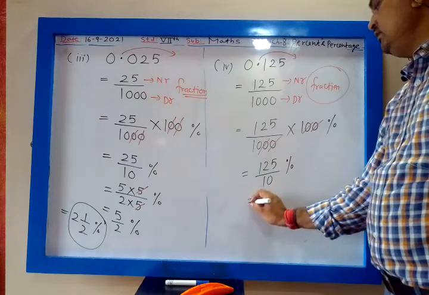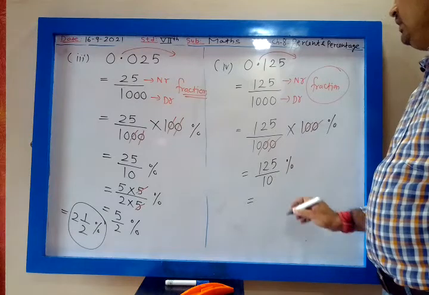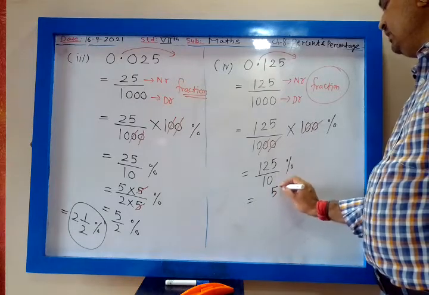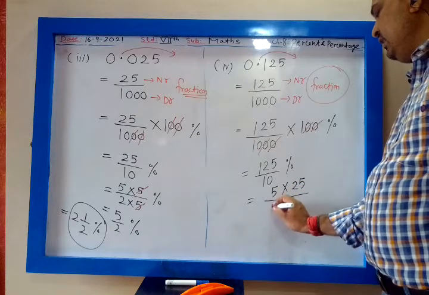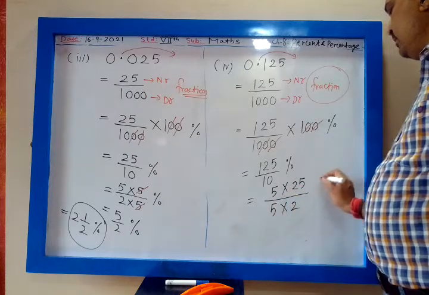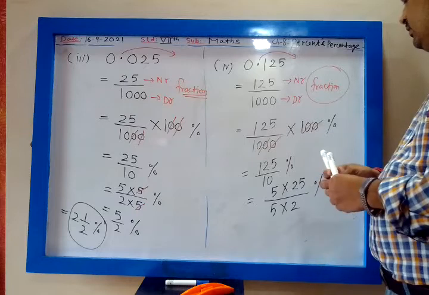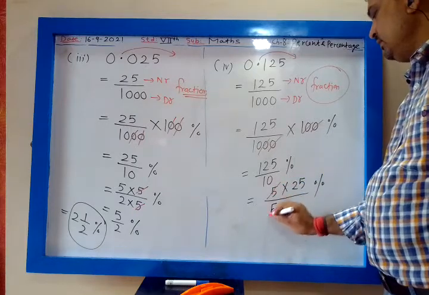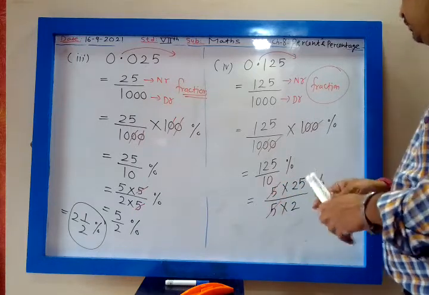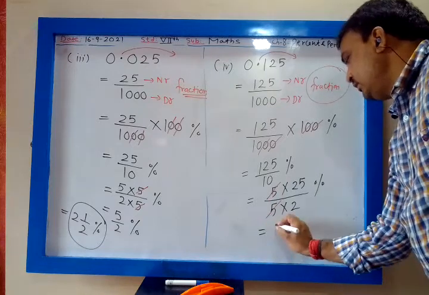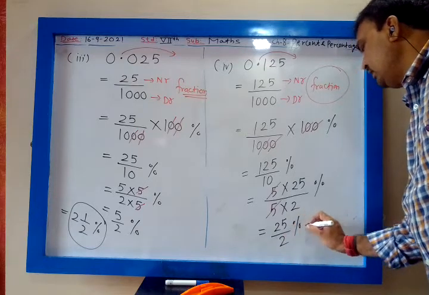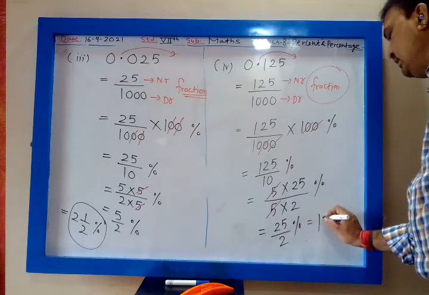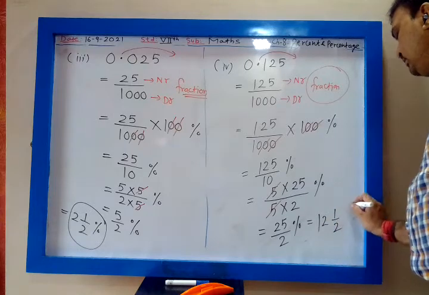125, you write this in the lowest term. 125 I can write 5 into 25. Then 10 I can write 5 into 2. Then 5 gets cancelled. What is left? 25 upon 2%. You can divide this, so this is 12 1/2%.